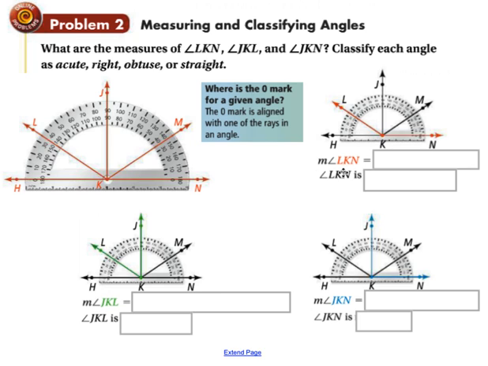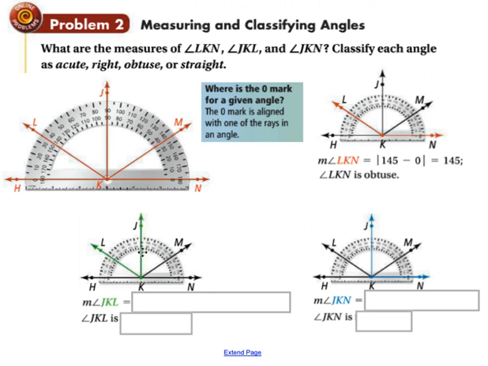So let's start off with angle LKN. Angle LKN right here looks like an obtuse angle, right? It's bigger than 90. And its measure, if you're able to see that close enough, is 145 minus 0, or 145 degrees.